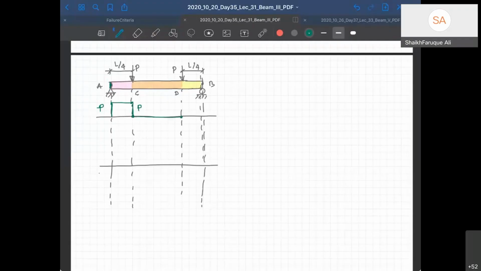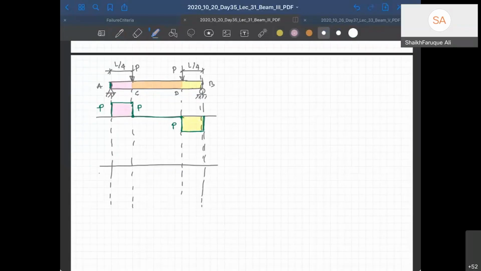But at D, there is another downward force P acting. So it will go down by P again, right? And then it will continue at minus P because there is no force acting between D and B. And at B, again, there is a support reaction. P will act upward. So it will go up like this, right? So it's going to be negative on this side and positive on that side.